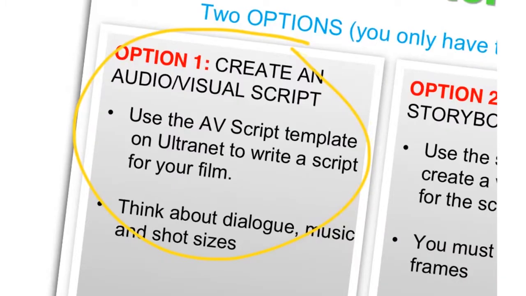The first option is making an audio-visual script or an AV script. There's a template on Ultranet that you can use. It involves writing down on one side all of the audio information that we'll see in a scene, and on the other side writing down all the visual information, the action, the shot sizes, etc.